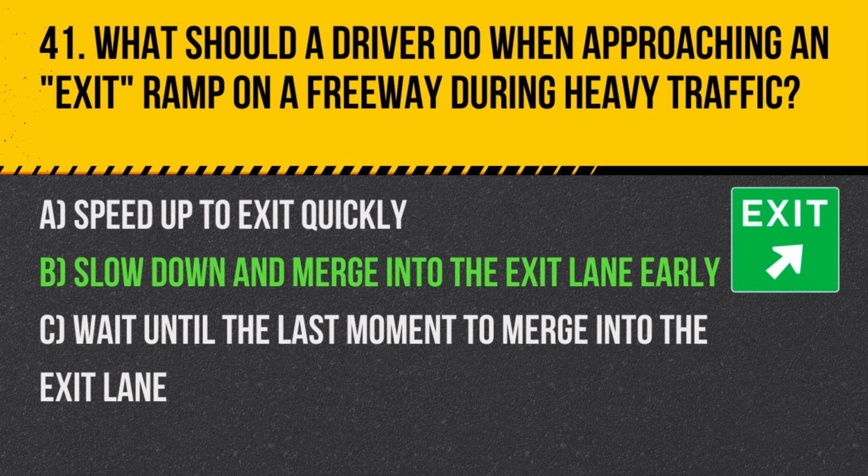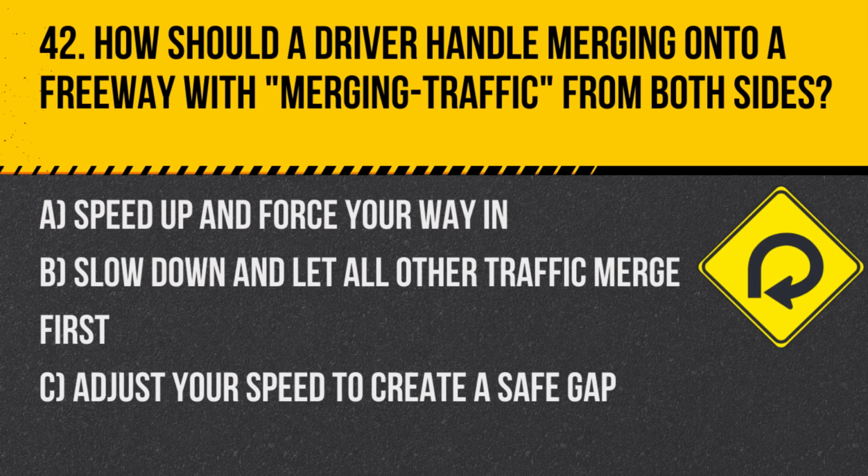Answer B. Slow down and merge into the exit lane early. This ensures a smooth and safe exit. Question 42. How should a driver handle merging onto a freeway with merging traffic from both sides? A. Speed up and force your way in. B. Slow down and let all other traffic merge first. C. Adjust your speed to create a safe gap.